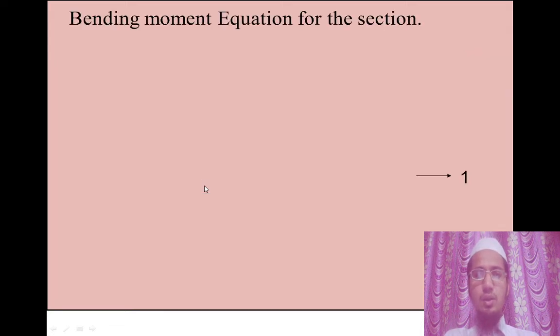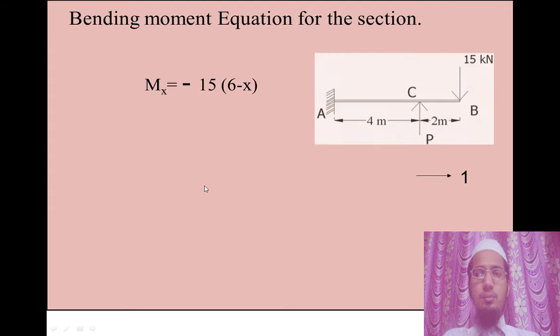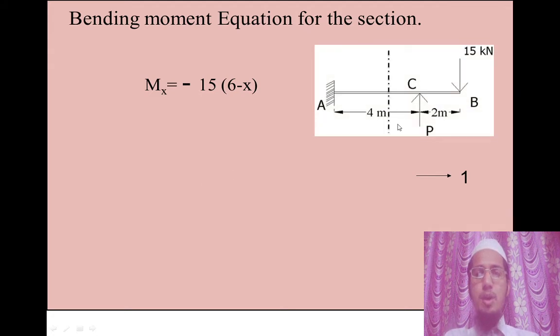As we know, Mx can be obtained by taking moment from this. How to find it? Can anybody tell? In the first case, we are considering a cantilever which is subjected to a point load at the free end only. No prop is considered. So ignore this prop and just take the moment of this 15 kilonewton load from the section. Now tell me, this section is at a distance of x from A. What will be the moment at distance x from A, that is Mx?